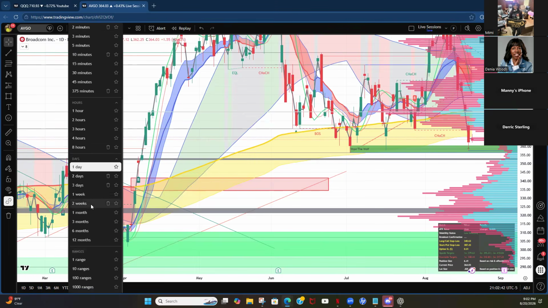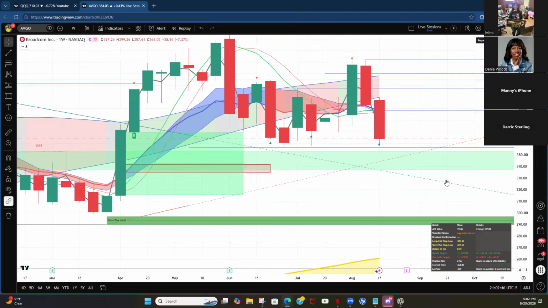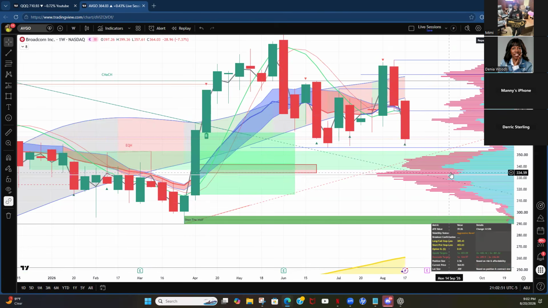Let's look at the weekly real quick. You notice I'm kind of just only looking at higher time frames, and then you can build your plan from that.